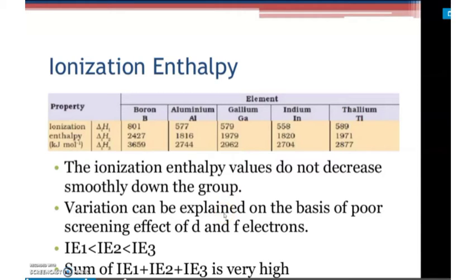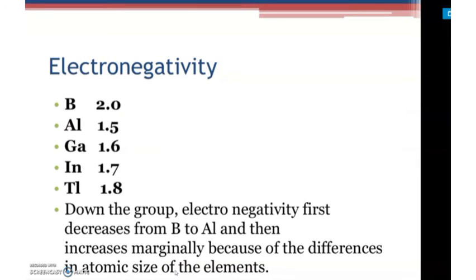It is also due to the poor screening effect of d and f electrons. The first ionization enthalpy is less compared to the second and third, and the sum will be very, very high. We'll see electronegativity. While moving down the group, the electronegativity decreases.